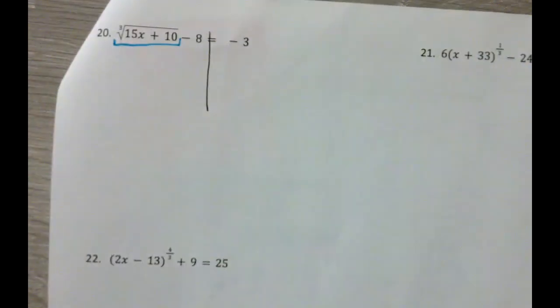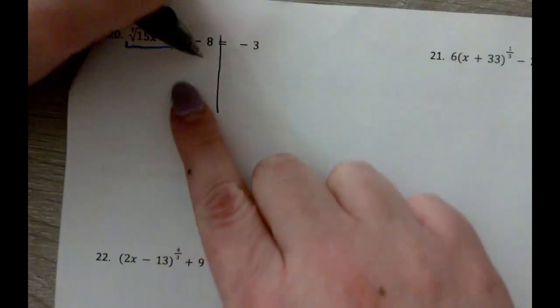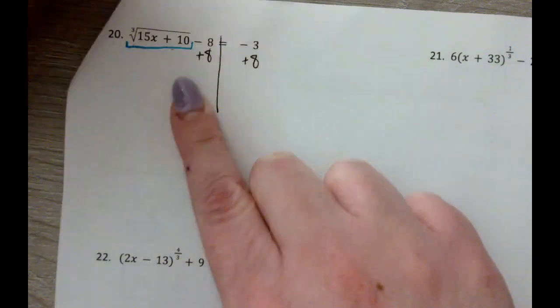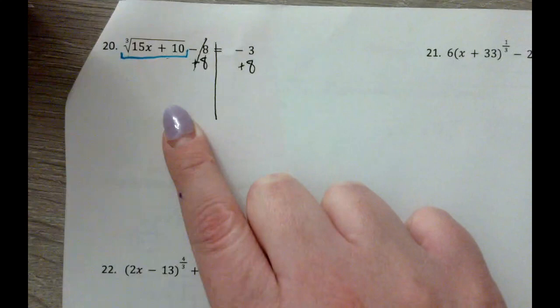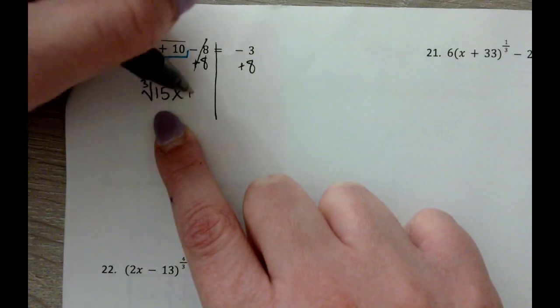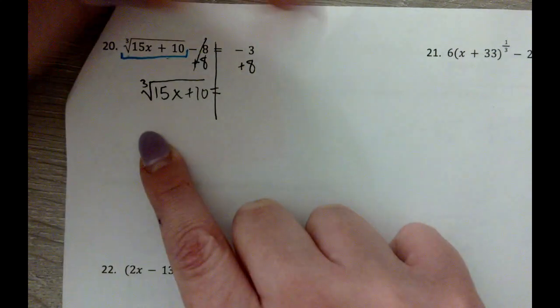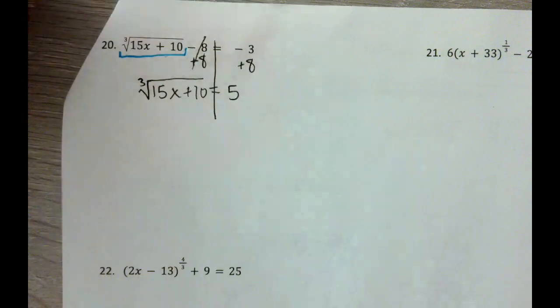So I'm going to start solving. To get this by itself, I need to move this negative 8 over here. So I'm going to add it. Those cancel. So now I have the cube root of 15x plus 10. Negative 3 plus 8, that is a positive 5. Be careful there.